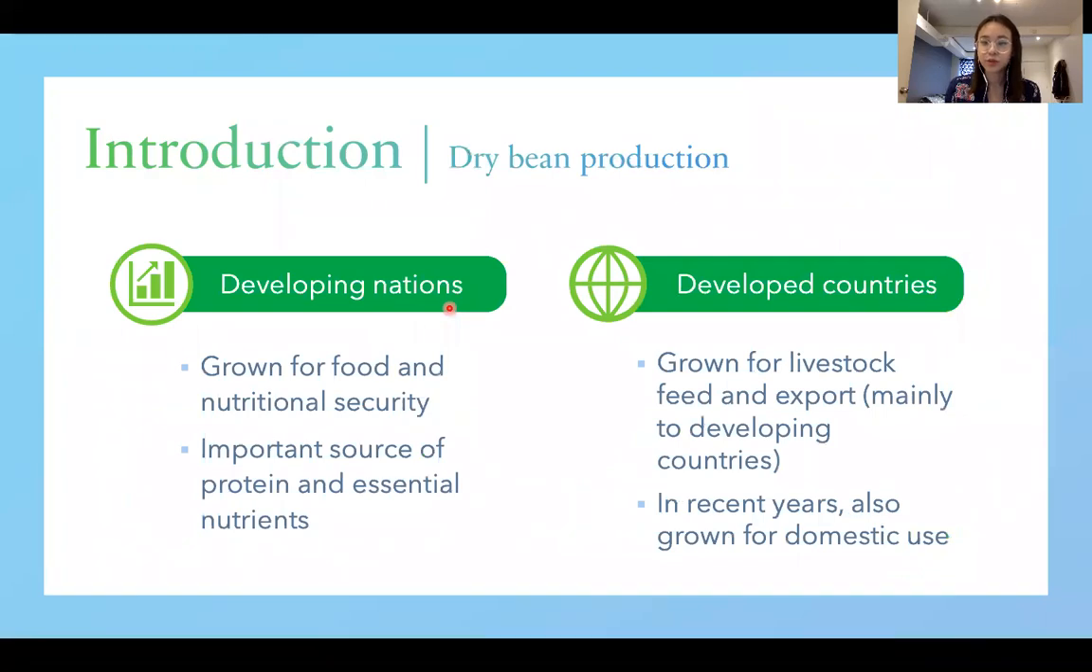Dry beans are very important for many developing countries as they provide a source of protein and essential nutrients. While in developed countries, dry beans are mainly grown for livestock feed and export. Although in recent years, they have become more popular due to their nutritional value.